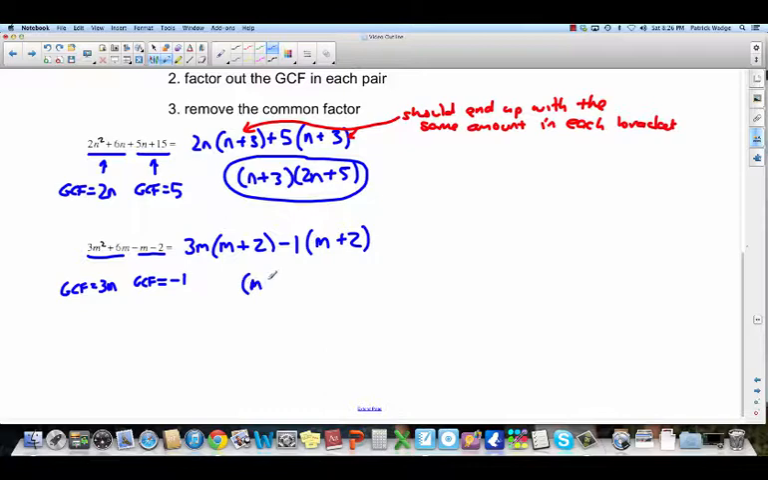Take that out as a greatest common factor. M plus 2 is our greatest common factor. What's left over? 3m minus 1. Remember, that's kind of a shortcut I'm giving you there. Really what you're doing is you're asking, what are you multiplying m plus 2 by to get 3m times m plus 2? And you're multiplying by 3m. What am I multiplying m plus 2 by to get negative 1 times m plus 2? You're multiplying by negative 1. But it's much faster just to look at 3m minus 1. It'll always work like that.